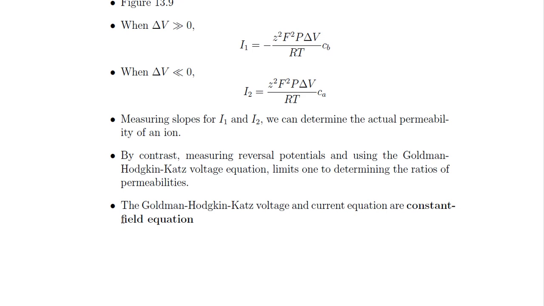Okay, so E is constant. The electric field is constant, so we can get this voltage and this current for the movement of ion through the membrane from compartment B to compartment A, or from compartment A to compartment B.